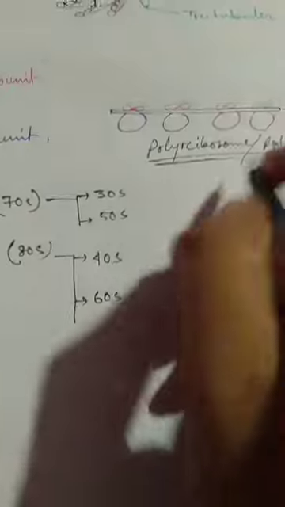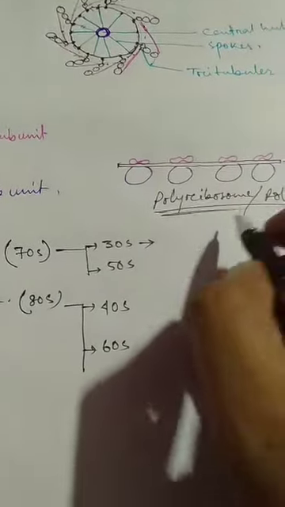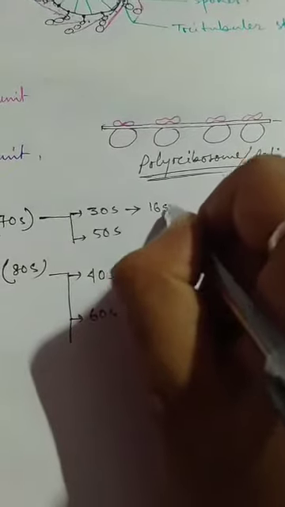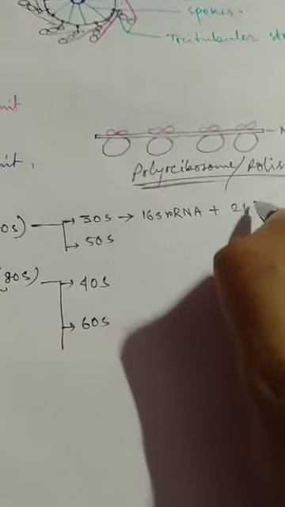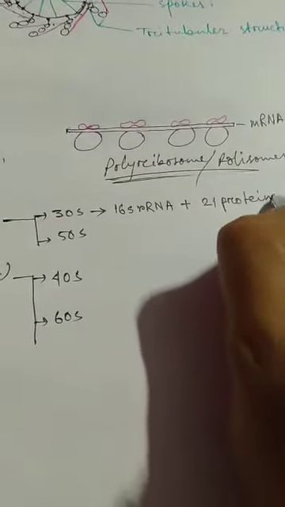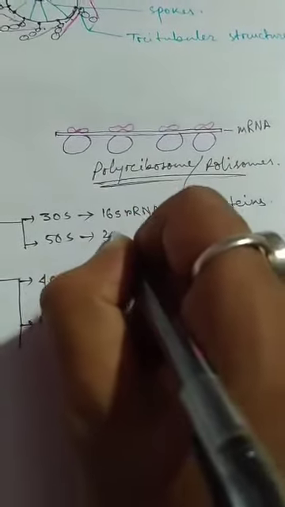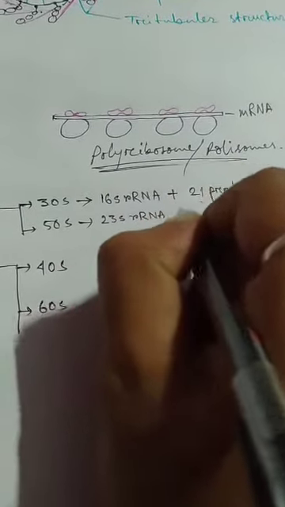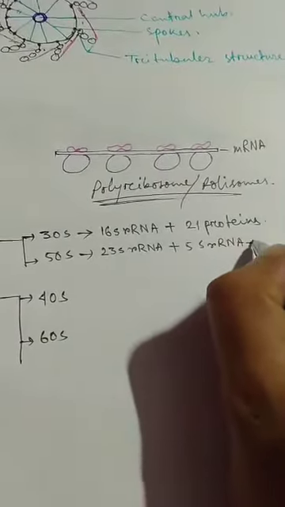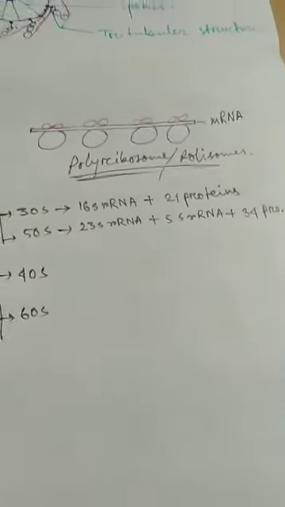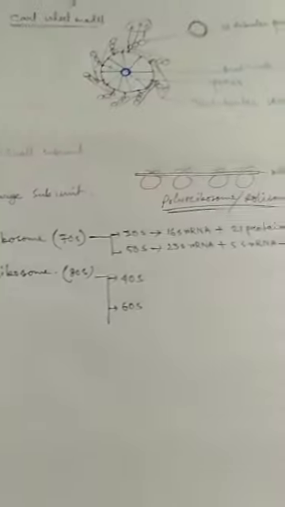Okay. Then the component of the 30S subunit is 16S rRNA plus 21 proteins. They combine to form the 30S subunit of the prokaryotic ribosome. And the 50S subunit contains 23S rRNA plus 5S rRNA plus 34 proteins. Okay, these are the constituents of the large subunit of prokaryotic ribosomes.